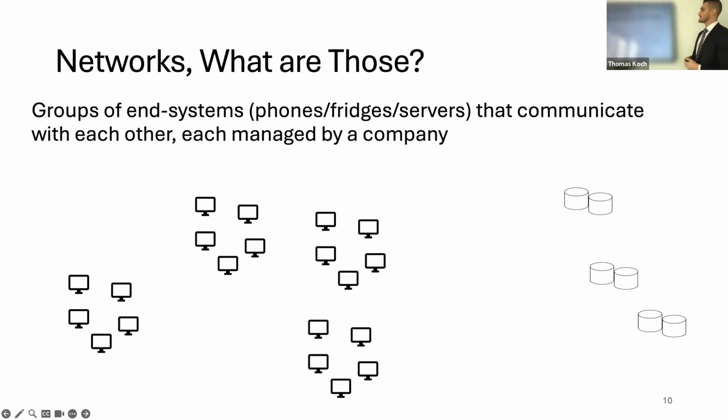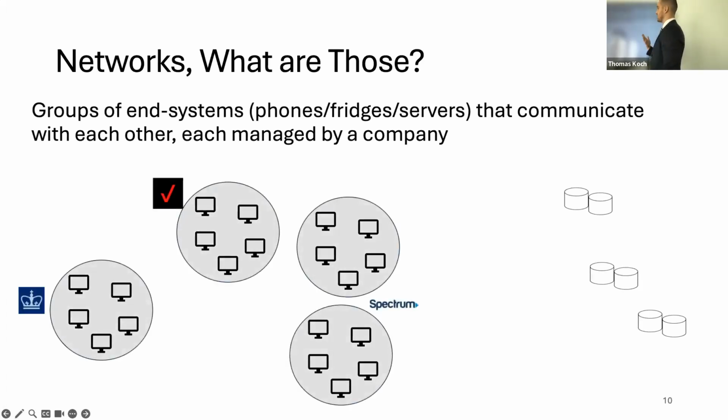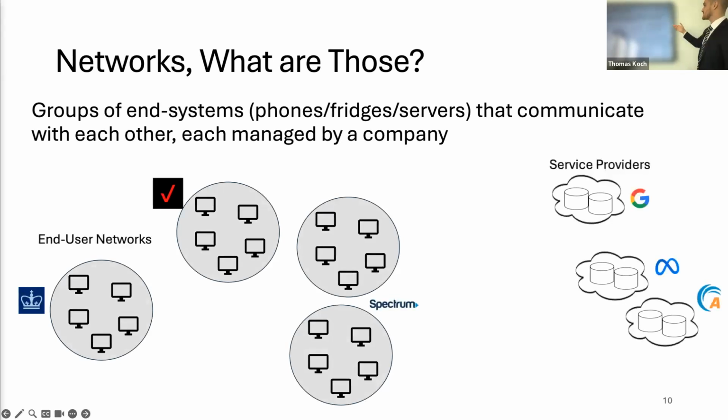So one type of network is an end user network. These are names that we're probably pretty familiar with. They're companies like Verizon, or Columbia has a network, or Spectrum. These are networks that usually work on a subscription model, offering users a service for some money. On the other hand, there are networks without any users, and these are the service provider networks. They're just there to provide a service.